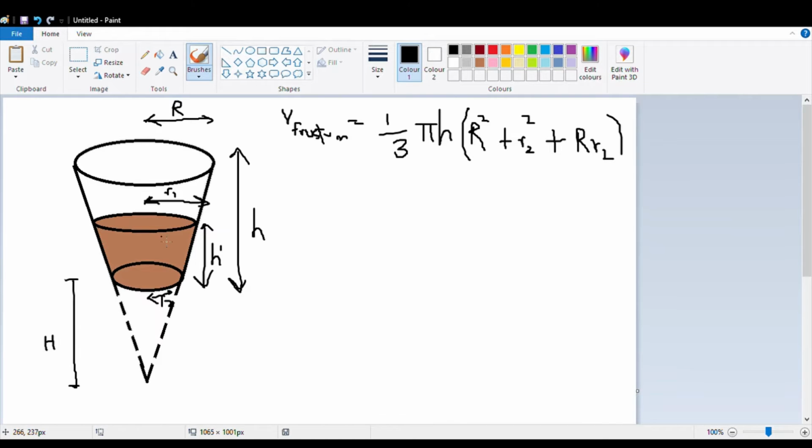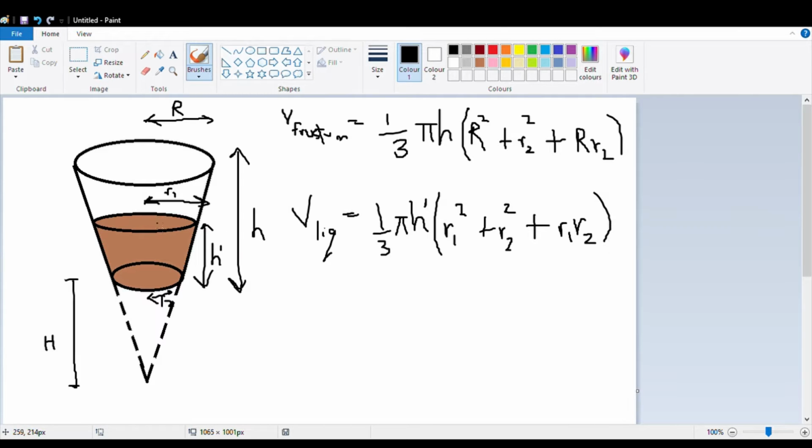Now similarly, we can say the volume of the liquid, if we consider this part as a cone, just this part as a cone, is equal to 1 by 3 pi h, but this is not actually h, it's going to be h dash, and it's R1 squared plus R2 squared plus R1 R2, right?